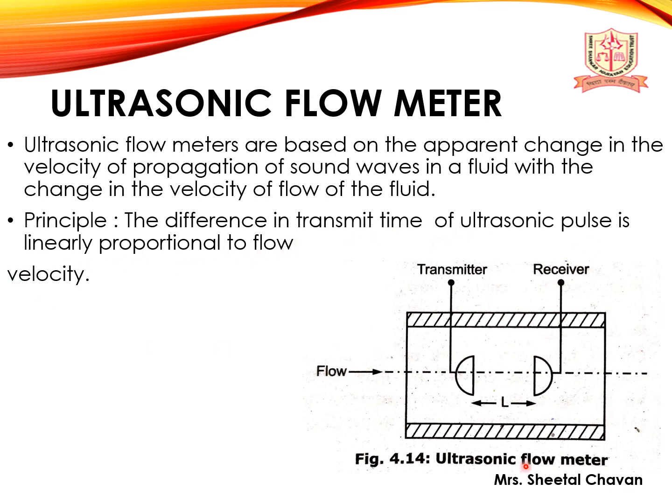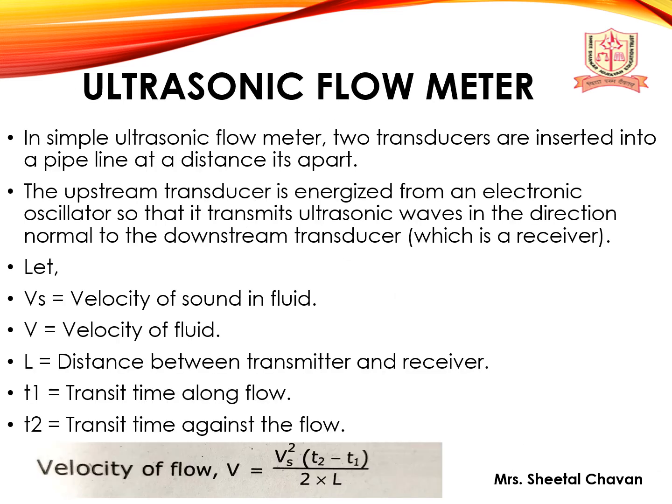So this is a diagram of an ultrasonic flow meter. This is the transmitter, this is the receiver, and the distance between these two, the transmitter and the receiver, is L, and this is the flowing fluid. In a simple ultrasonic flow meter, two transducers are inserted in a pipeline at a distance apart. The upstream transducer is energized from an electronic oscillator so that it transmits ultrasonic waves in the direction normal to the downstream transducer, which is a receiver.